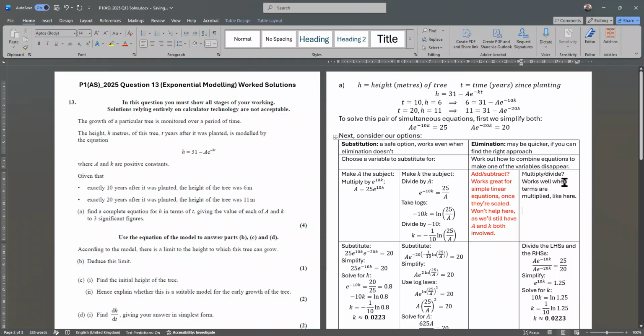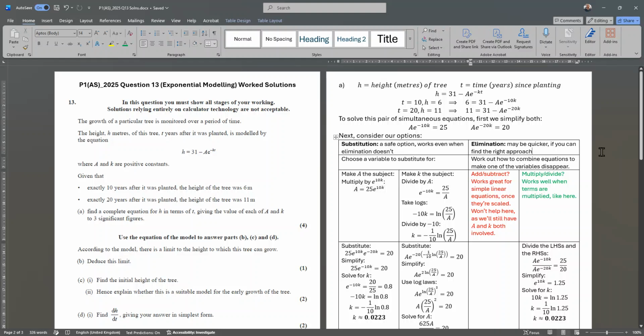What about multiplying and dividing? Well, we're going to find that there is an approach that works here. You can do a multiplication or a division that's going to work out. So let's have a look at that to start with and see what it looks like. But then we'll come back to what I would suggest is probably a safer, more general option.